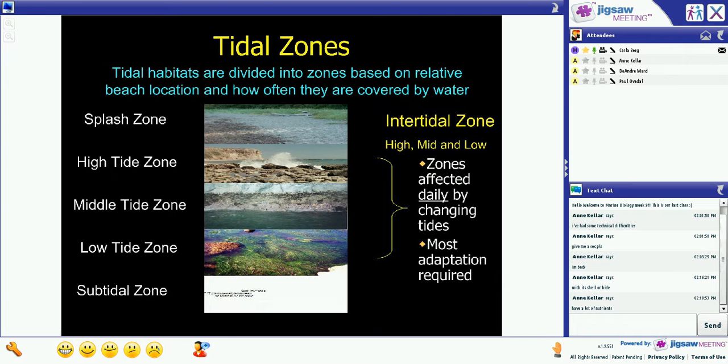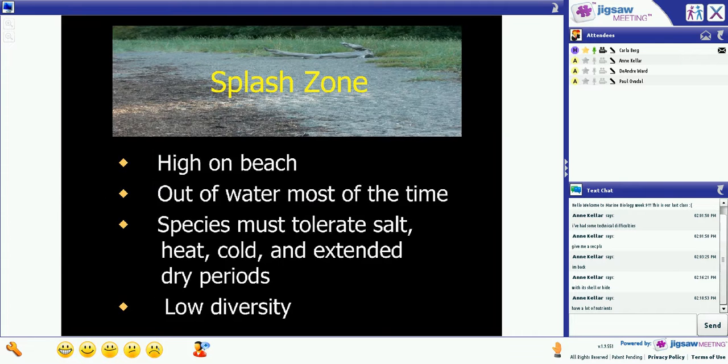Now on the right-hand side here, I wrote intertidal zone. If you were to call something the intertidal zone of the beach, what scientists are referring to is the zone that's affected daily by changing tides. So the area between high tide and low tide. Animals who live in this area need to be able to adapt the most. So let's look at some characteristics and animals that live in each of these areas.